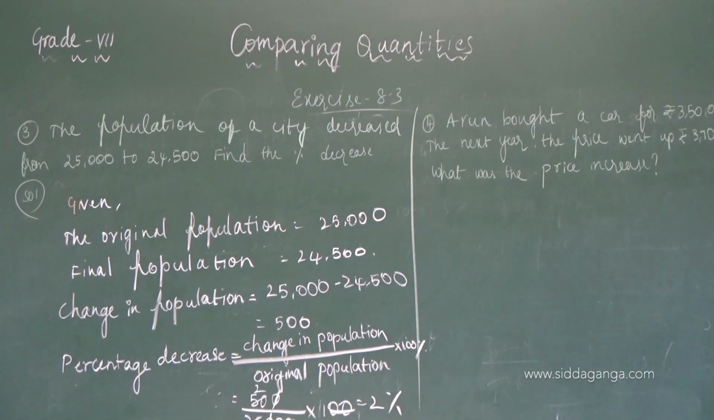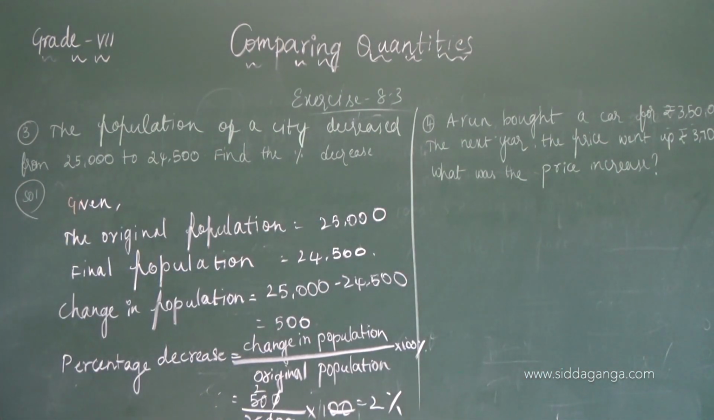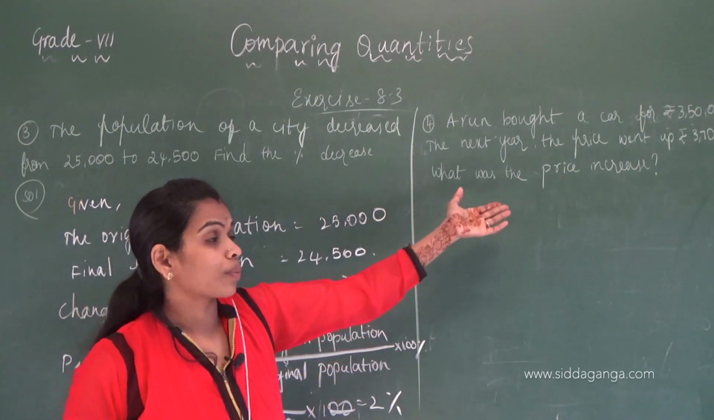What are they giving here? Arun bought a car for rupees 3,50,000. The next year the price went up to rupees 3,70,000. The price of the car has gone up, and they are asking us to find the increase in the price of that car.